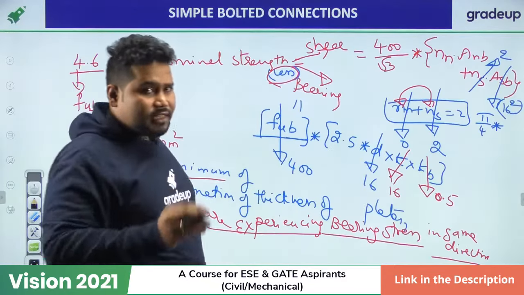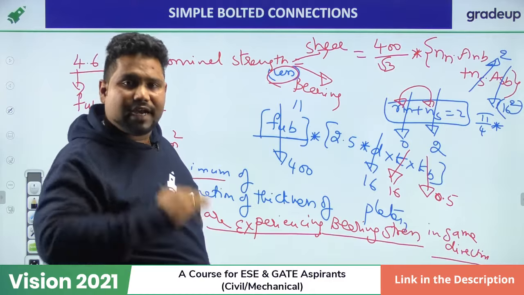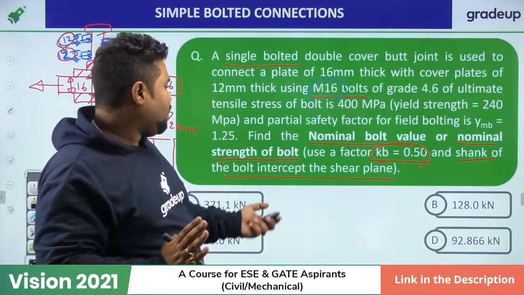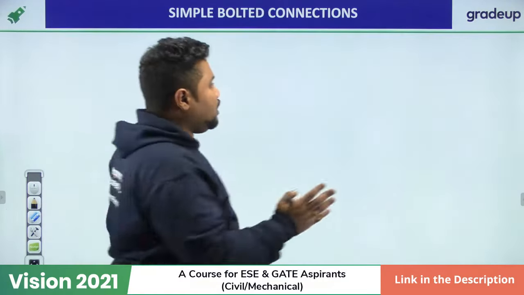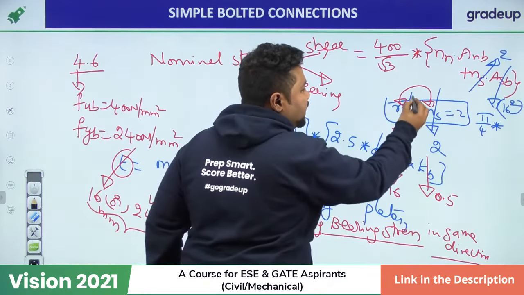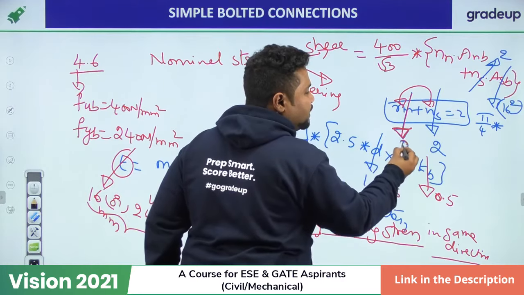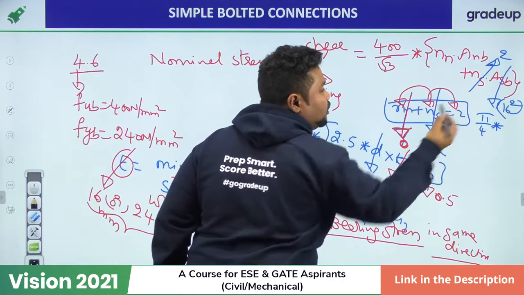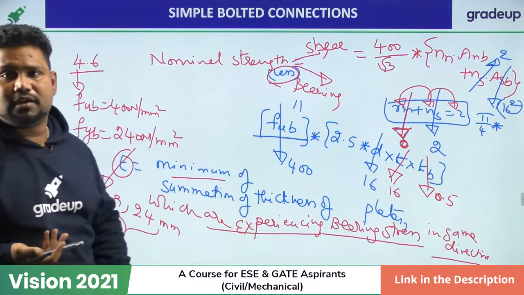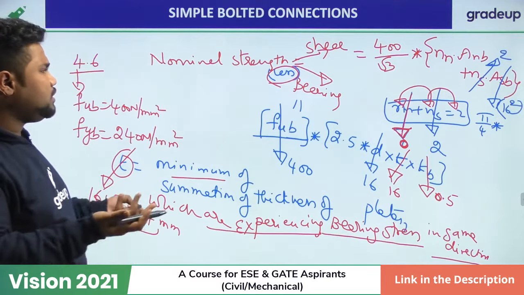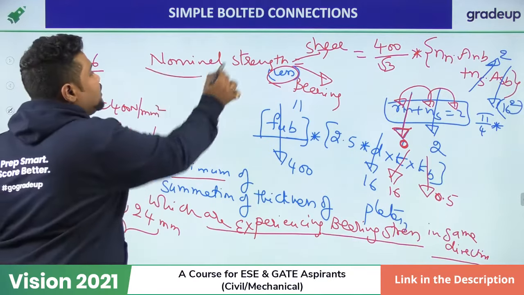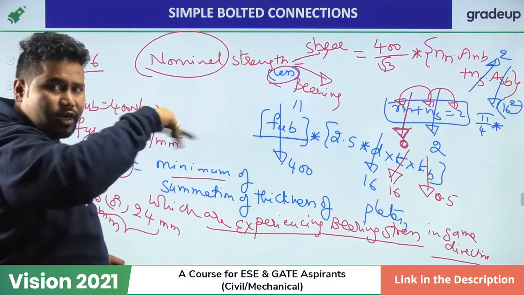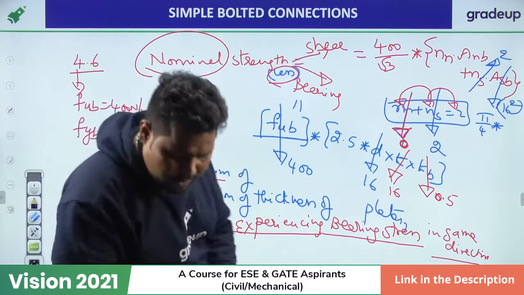But in the condition they are giving, all the shear planes are intercepting at the level of shank. No threads are intercepting at the level of threads. So when no shear planes are intercepting at the level of threads, the number of shear planes intercepting the thread level is 0. So obviously when this is 0, NS value will definitely be equal to 2. This is the way, but you should understand they asked you the nominal strength. If they ask you the design strength, you should consider this value divided by the factor of safety, which is 1.25.